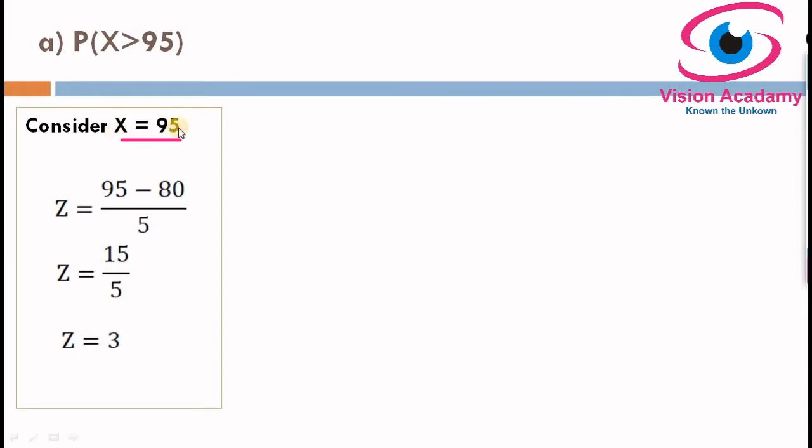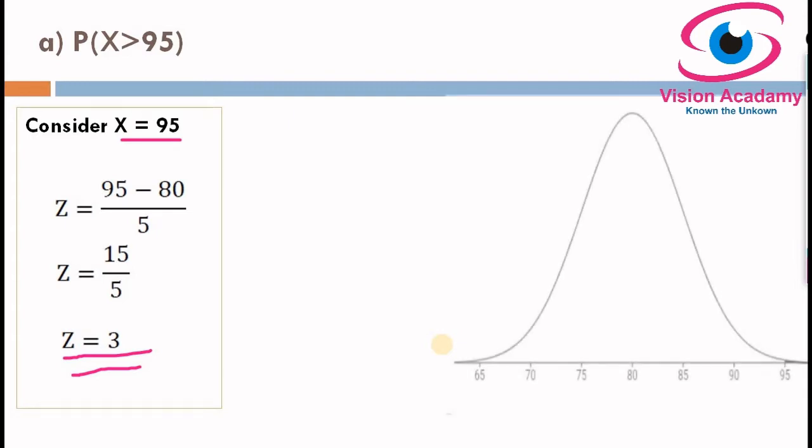For sample mean 95, our z value will be 3 as per the standard normal variate. Now we want to plot this x value and z value on the standard normal curve, and shade our area of interest. Here x is greater than 95, so 95 falls here. Since it is greater than 95, I have shaded the area beyond 95. This part is our area of interest.